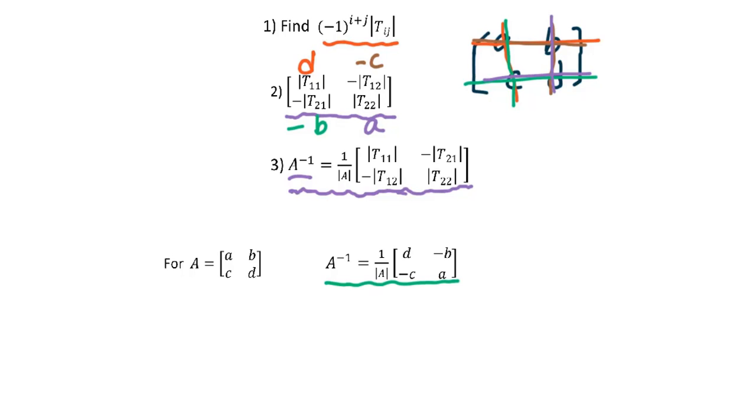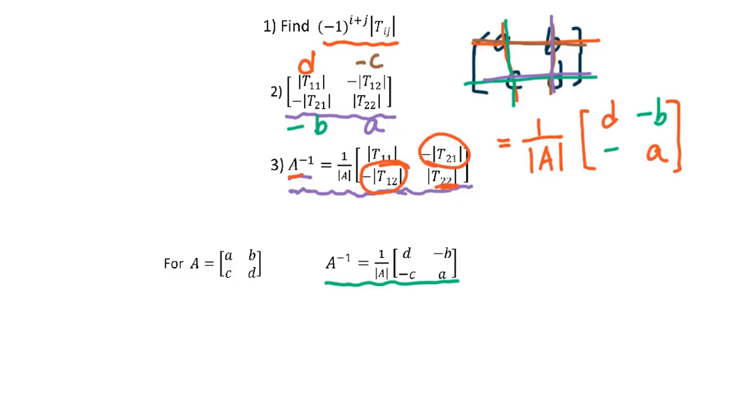Then when you write down the inverse, remember T11 and T22 still stay, but these two need to switch. Therefore, I can write it down as 1 over the determinant of A, and you will get this. D and A stay, but negative B and negative C will be switched. For a 2 by 2 matrix, just remember this formula.